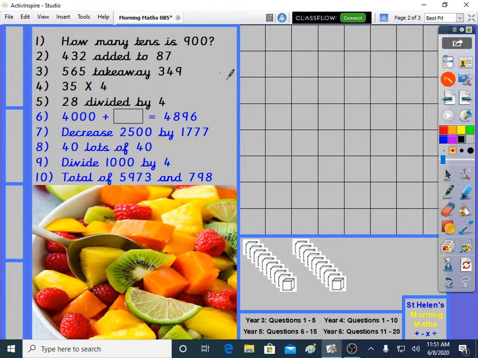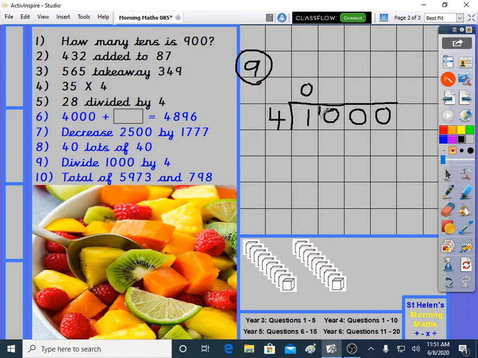Divide, also known as share, isn't it? Divide 1,000 by 4. And hopefully you know this is the same as saying how many 4s fit into 1,000? A lot. There's a lot of 4s in 1,000, isn't there? How many times can you get 4 out of 1,000? Well, how many 4s in 1?